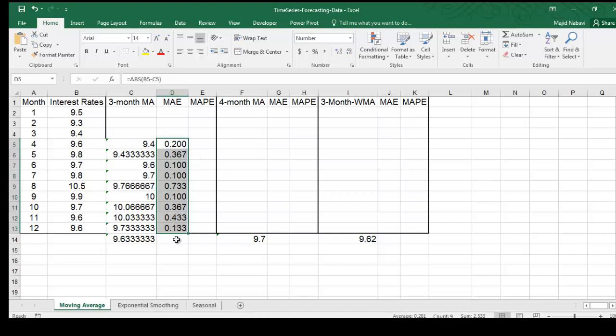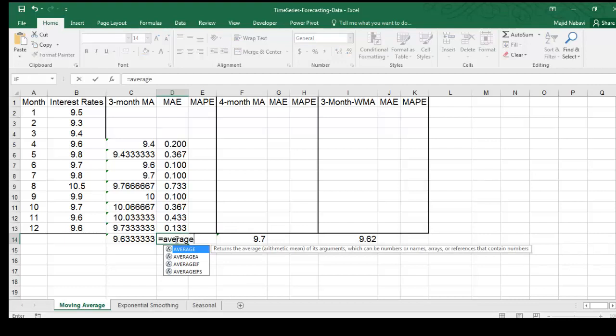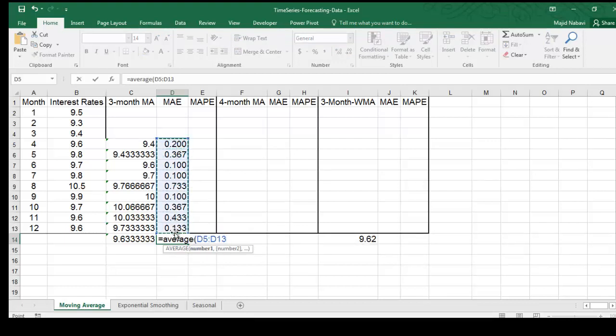And these are the differences and their average. We call this average mean absolute error. That's the average of absolute value of the errors. And we can compare this number for all methods.